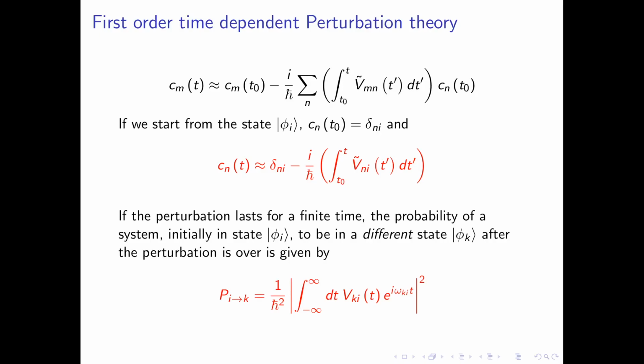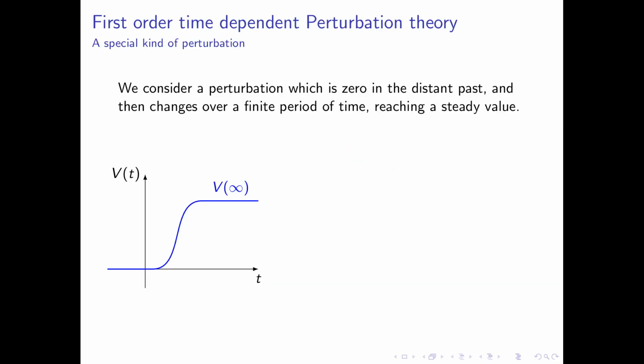Let us now turn to a slightly more non-trivial application. Here we consider a perturbation which is 0 in the distant past and then changes over a finite period of time and finally reaches a steady value which we are going to call V infinity.